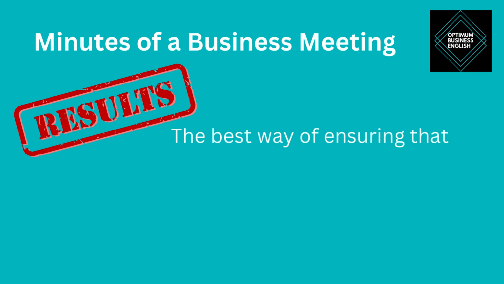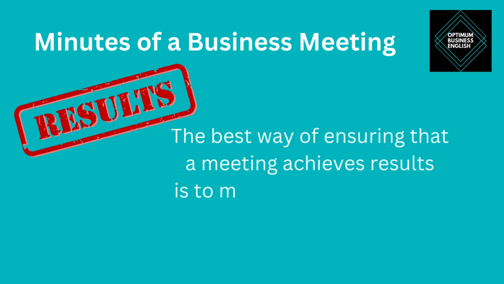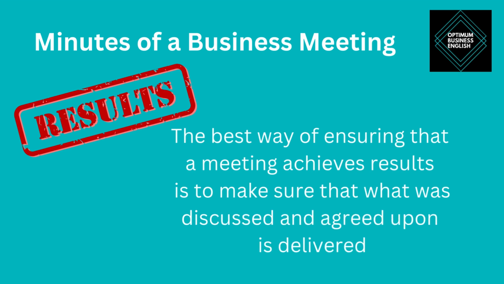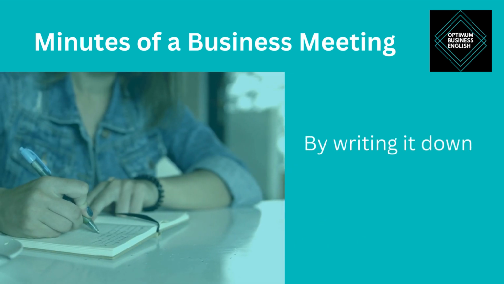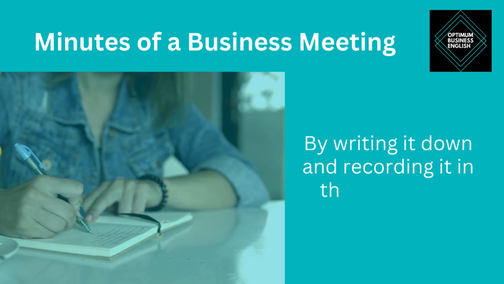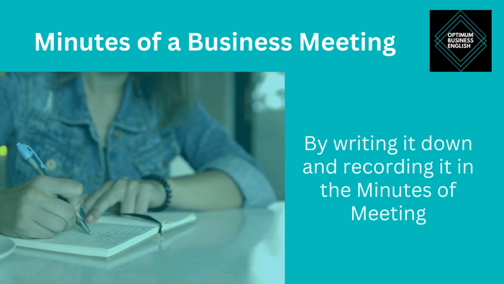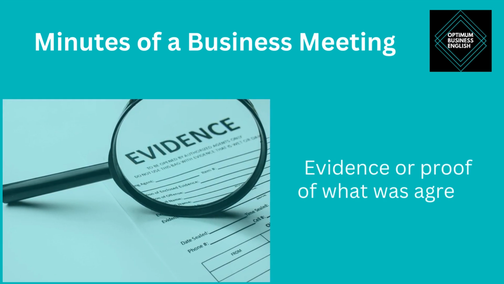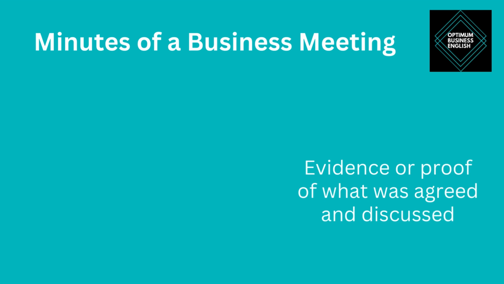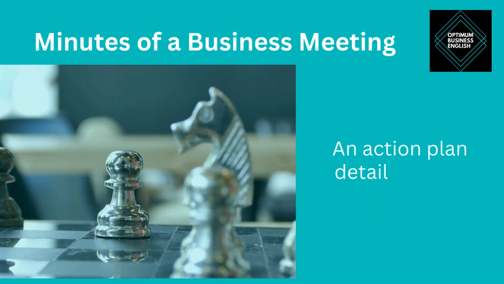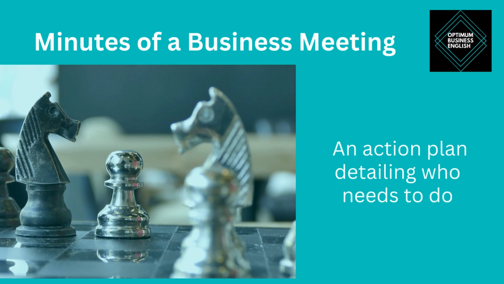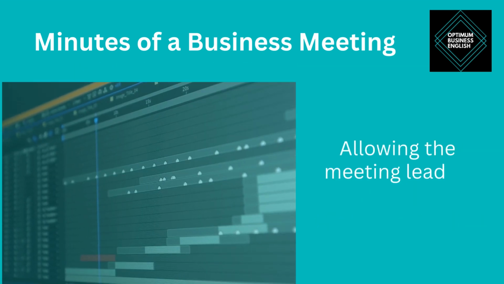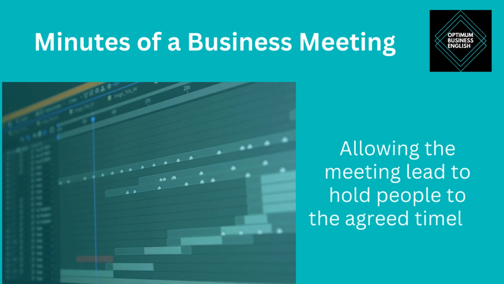And the best way of ensuring that a meeting achieves results is to make sure that what was discussed and agreed upon is delivered. And the way to do that is by writing it down and recording it in the minutes of meeting. This then acts as evidence or proof of what was agreed and discussed, as well as being an action plan detailing who needs to do what and by when, allowing the meeting lead to hold people to the agreed timeline.